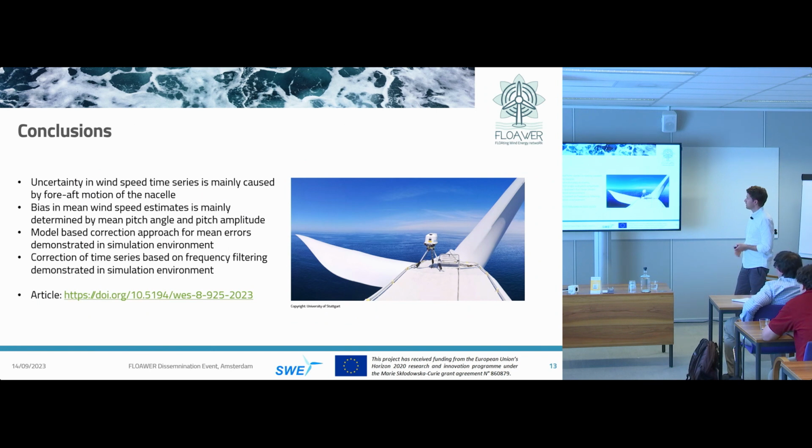So conclusions: uncertainty in wind speed time series is mainly caused by fore-aft motion of the nacelle. The bias in mean wind speed estimates is mainly determined by the mean pitch angle of the turbine and the pitch amplitude. And we proposed a model-based correction approach for this, and showed this in a simulation environment at least. Of course, it's not validated in real measurements yet.